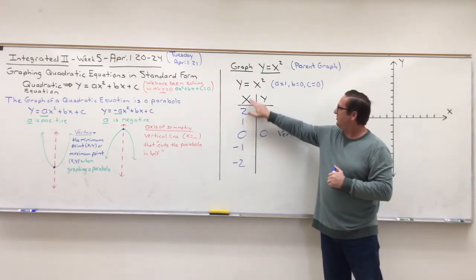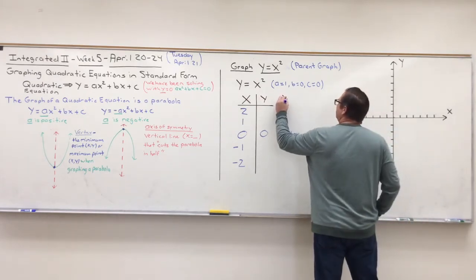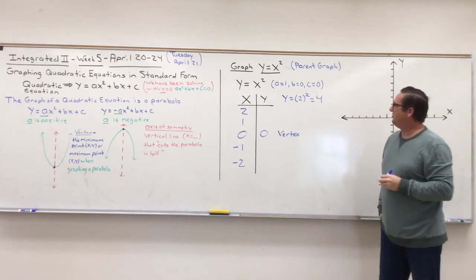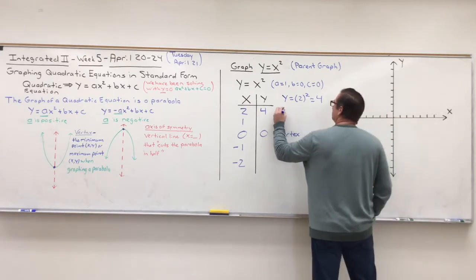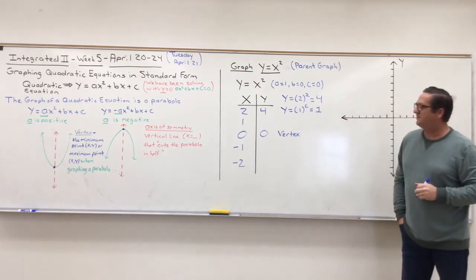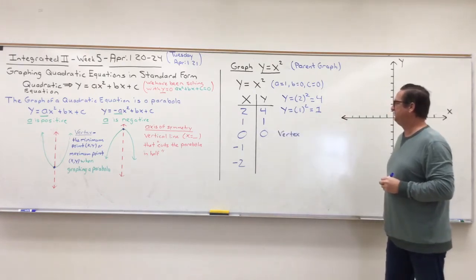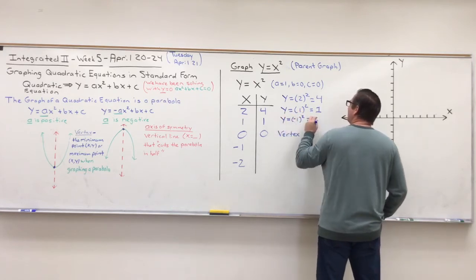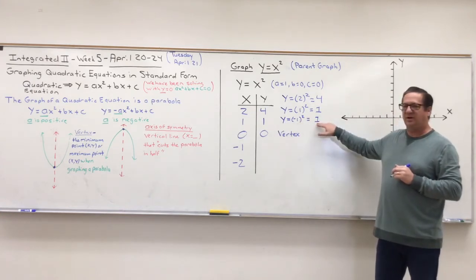So what we're supposed to do here is substitute in. And so if I substitute in, y equals 2 squared is 4. Y equals 1 squared is 1. Y equals -1 squared is 1.